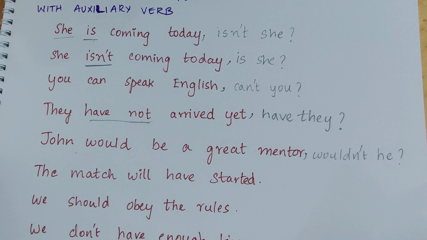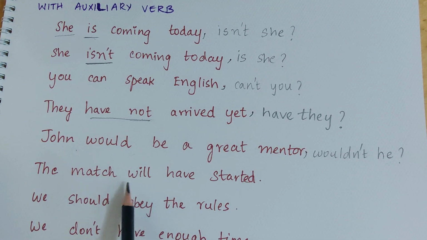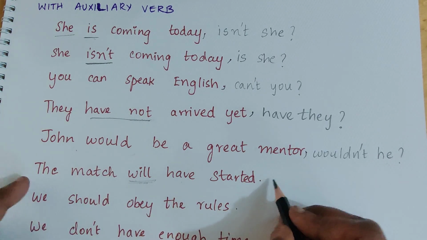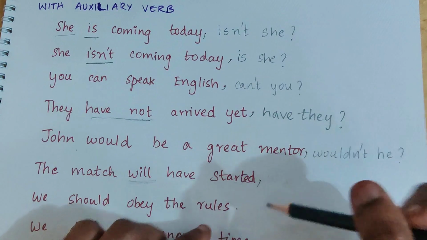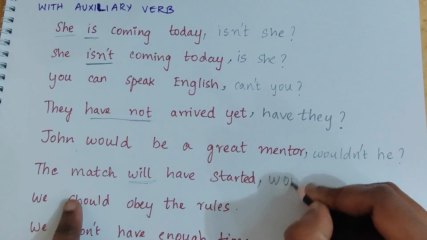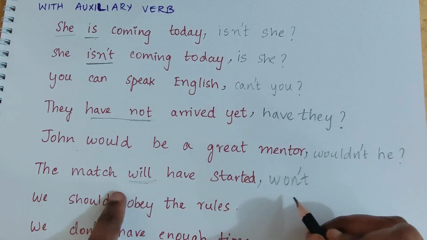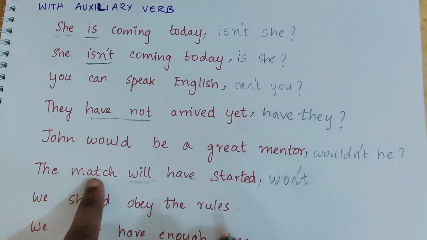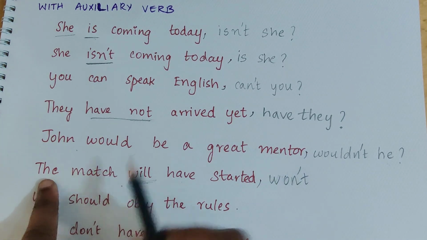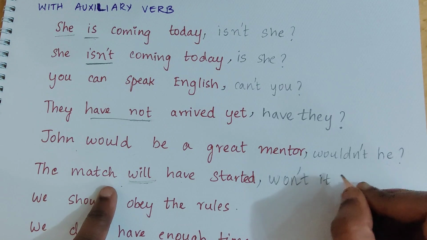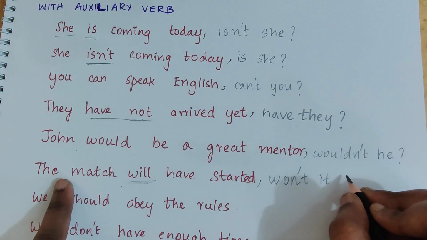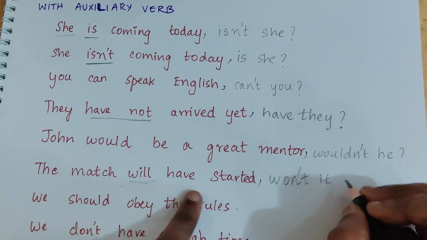The match will have started. See, if you observe here, there are two auxiliary words. In such sentences, always use the first one. Look for which comes first. Will have started. It's a positive statement. Contraction is won't. The match. So the noun is the match. The pronoun appropriate to it is it. Won't it. The match will have started, won't it?